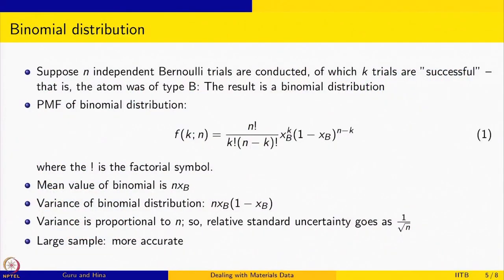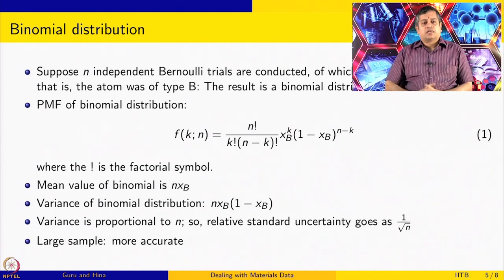If it is a random solution or if it is an ideal solution, you can consider this as a Bernoulli trial. If you now conduct such Bernoulli trials, suppose you conduct n independent Bernoulli trials of which k are successful. What does that mean? Say you try to look at some 100 atoms and you find that about 55 atoms are B. So the result of such an exercise of conducting n independent Bernoulli trials of which k are successful is known as a binomial distribution. And the probability mass function of the binomial distribution depends on k, how many successful trials you got, and how many total trials you conducted, which is n.